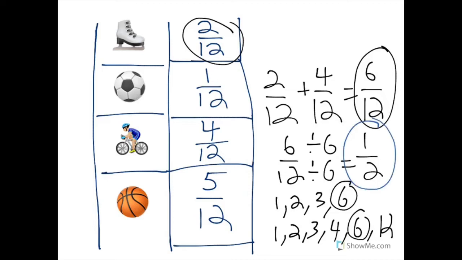So what fraction of the class chose either roller skating or biking? We found out 1/2 chose either roller skating, which we're going to change to ice skating for this problem, or biking. So that's how we solved that problem. We found how many chose roller skating or ice skating, and then how many chose biking, and we add them together and simplify our fraction to give us our answer.